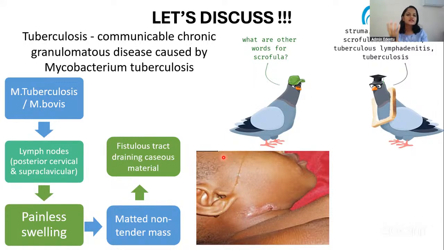So what happens is that when these microorganisms infect the posterior cervical lymph nodes or the supraclavicular nodes, initially a painless swelling of the lymph node can be there. Then the lymph nodes get matted or clumped together, and as it progresses, a sinus tract can also be seen draining caseous material from those matted lymph nodes. This is the characteristic feature of scrofula.